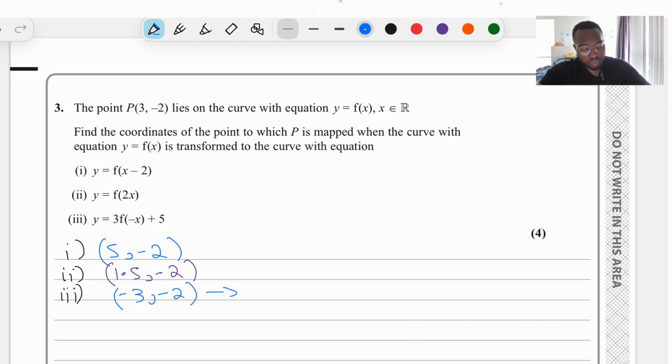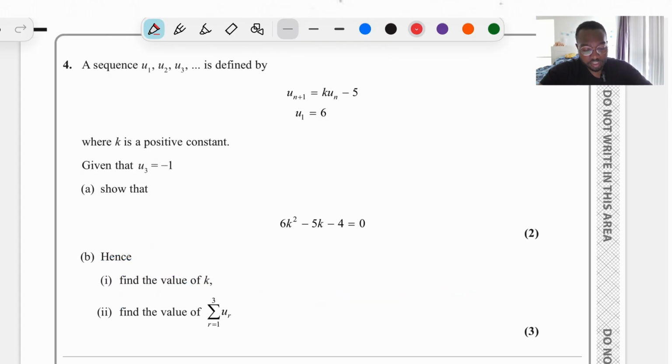And then let's do the 3. So the y value is being multiplied by a scale factor of 3. So that is (-3, -6). And then lastly, it's got that plus 5. That plus 5 means that it's being shifted up by 5 units. So we're going to add 5 to the y value. So we get (-3, -1). Okay, and then that will be the answer.